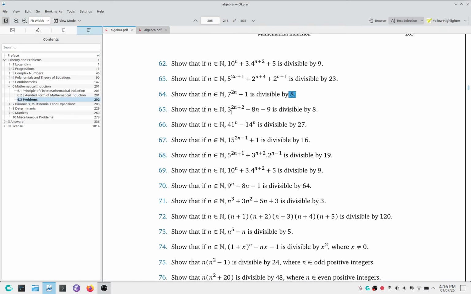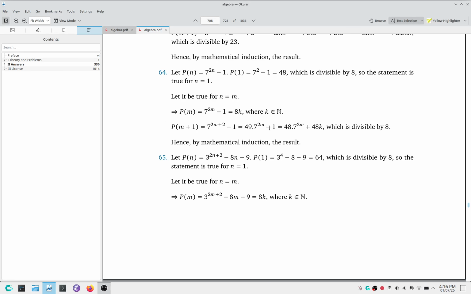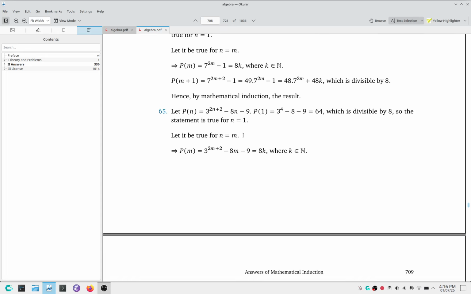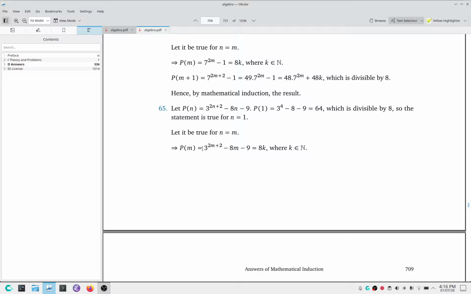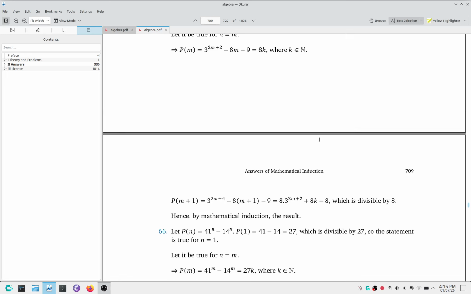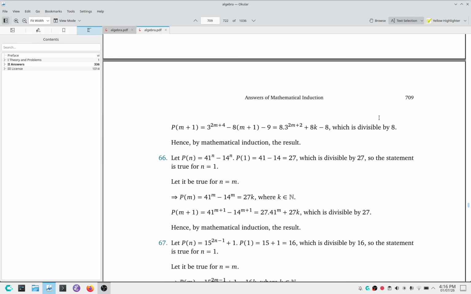Question 65 says that 3 raised to the power 2n plus 2 minus 8n minus 9 is divisible by 8. We substitute n is equal to 1, we get 64, which is divisible by 8. We let it be true for n is equal to m, so we have this condition where k is in the set of natural numbers. Now we substitute n is equal to m plus 1, we get 3 raised to the power 2n plus 2 minus 8(n plus 1) minus 9, which is equal to 8 times 3 raised to the power 2n plus 2 plus 8k minus 8. So that is divisible by 8 as well, and hence by induction we have the result.